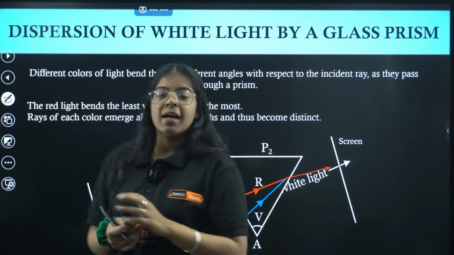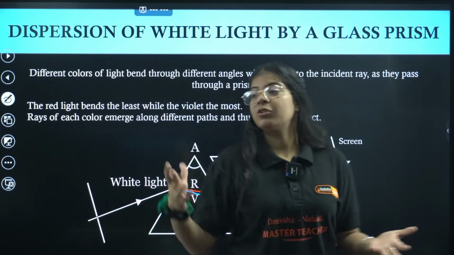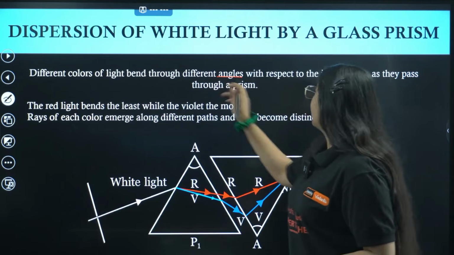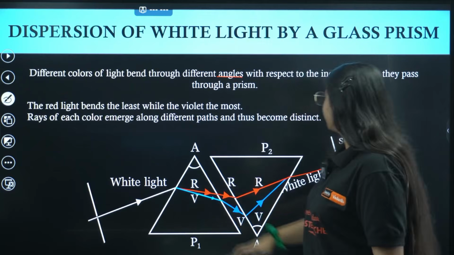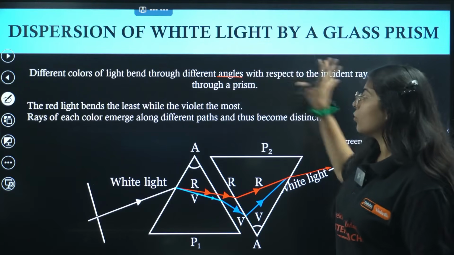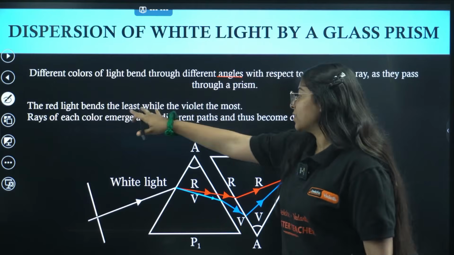So, what is it? Different colors of light bend through different angles. We studied that with respect to the incident ray. This is the incident ray. They are bending at different angles as they pass through the prism. Red light bends the least.